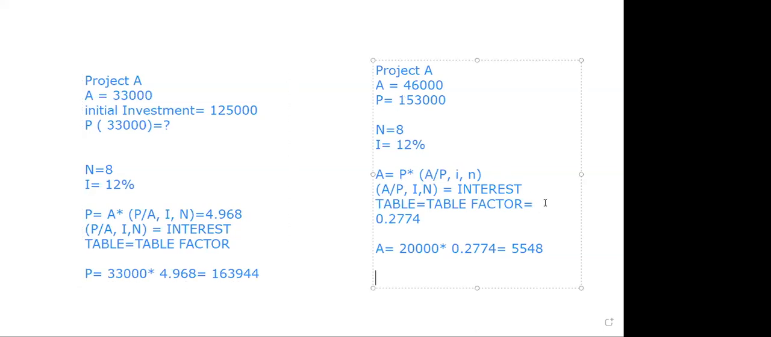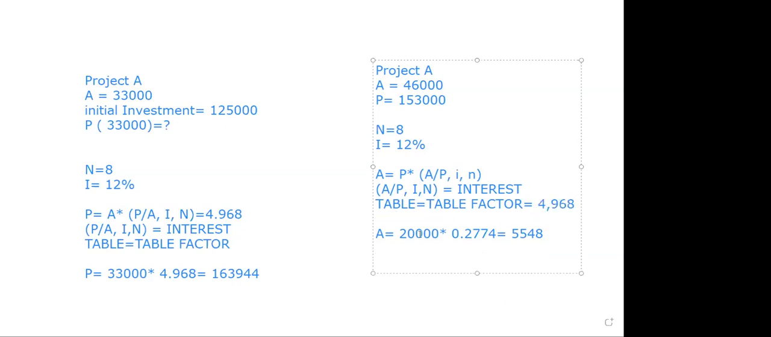What's the interest table factor? Is it not the same thing? Yeah, just follow the same approach. So that would be 46,000 times 4.968. Okay. 228,528.